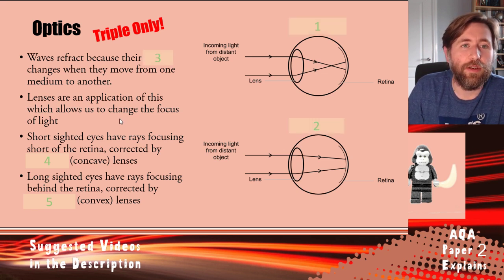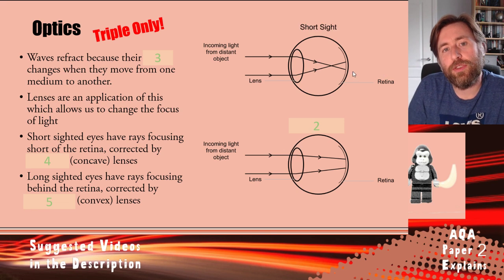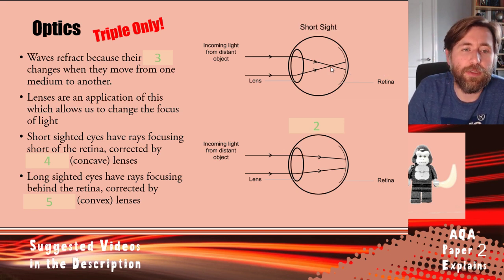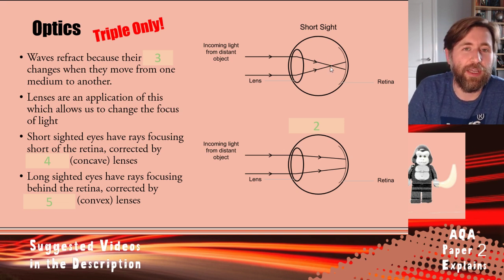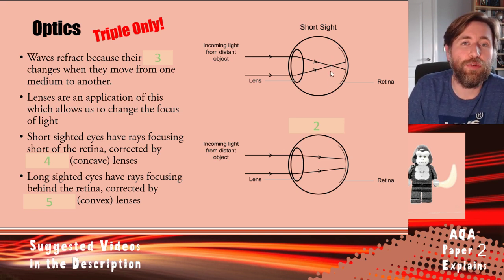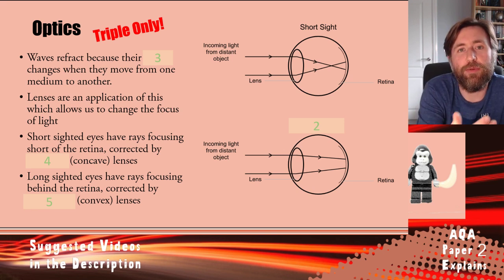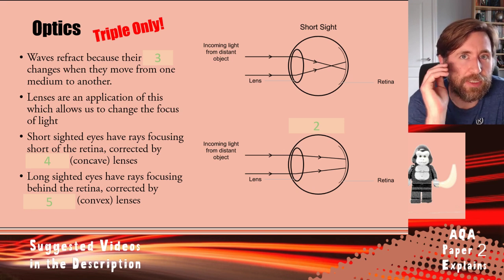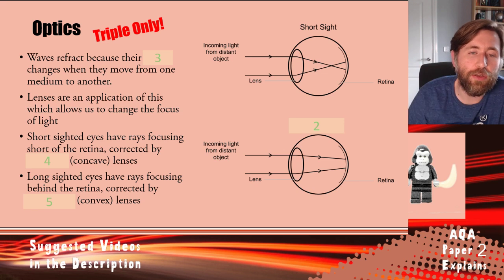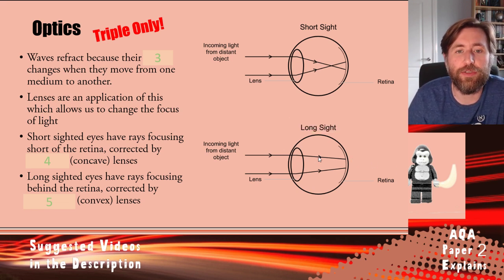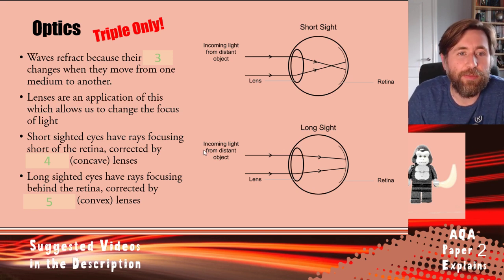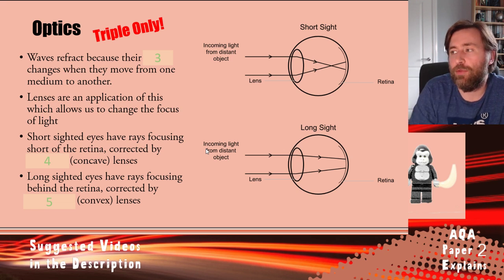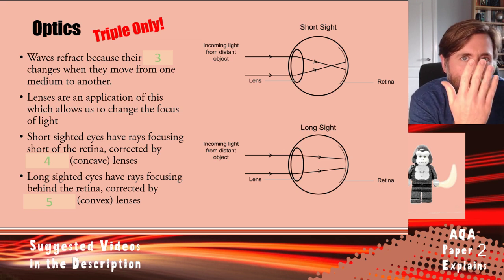So I've got two diagrams of the eye here. This is for a short-sighted person. The light is actually focusing before the retina, so that's an issue. You can remember that as the light focuses short of the retina, and short-sighted people find it difficult to see in focus things that are really far away. Long sight has the light not focusing on the retina because the focus will be behind the retina. It's too long, so just remember it like that. And they will have trouble seeing things that are really close to their face.